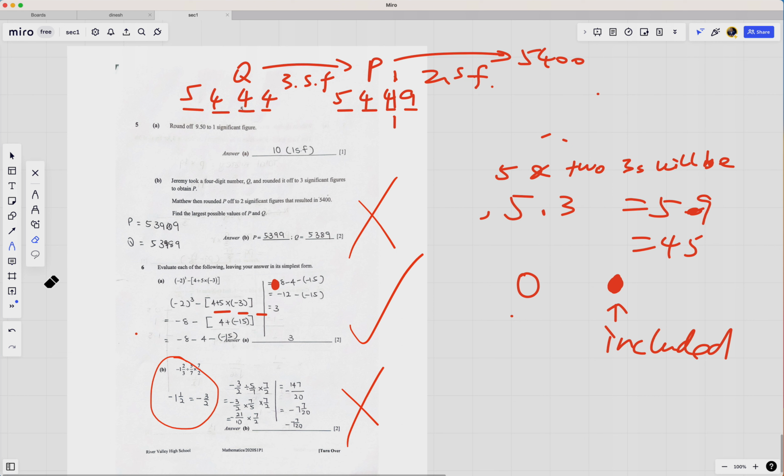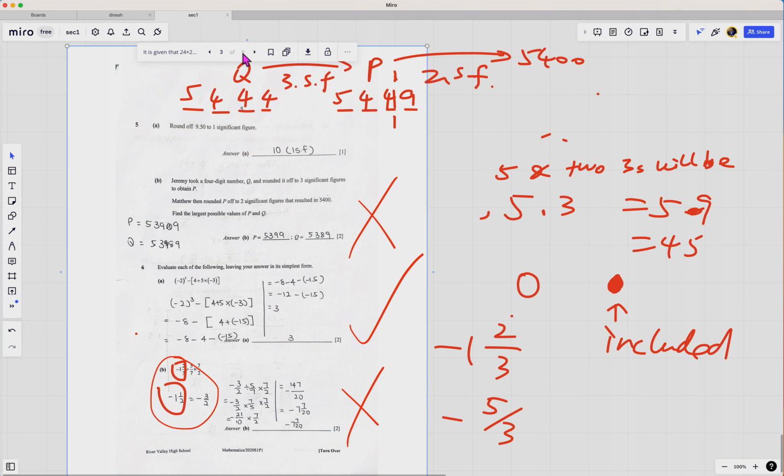Oh, this is correct. Sorry, I read wrongly. Okay, for this one you make a very serious mistake. It's minus 1, 2, 3. So therefore this is 5 over 3. You copied it wrongly, it should be this. So that's why your entire question is wrong. Oh. So this 2 marks is very wasted. Unnecessary. Next.